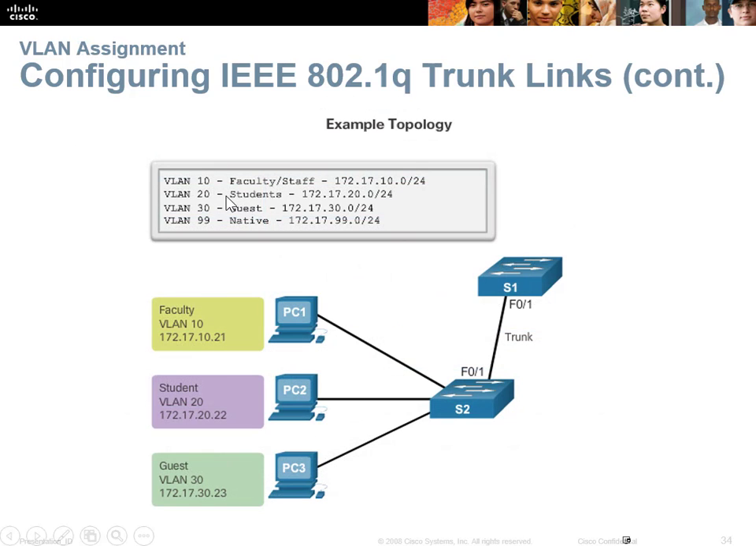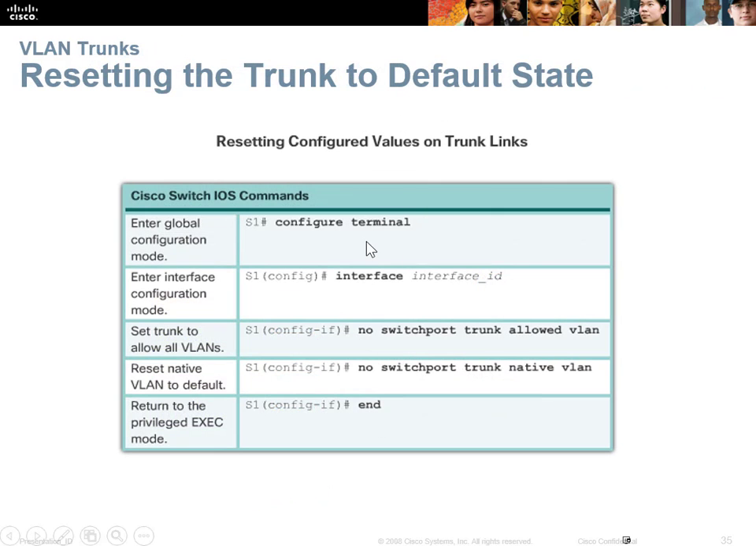This is an example of it. Faculty staff is 172.17.10.0/24. These are the other ones. All of these three will be converted to a trunk, and it will go through this trunk here.